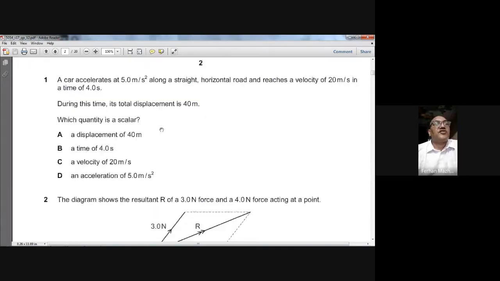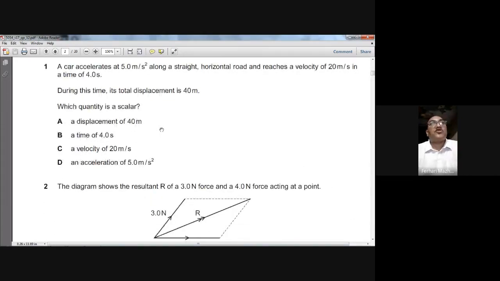Okay, on your screen we have question number 1. A car accelerates at 5 meters per second square along a straight horizontal road and reaches a velocity of 20 meters per second in a time of 4 seconds. During this time, its total displacement is 40 meters. Which quantity is a scalar quantity?